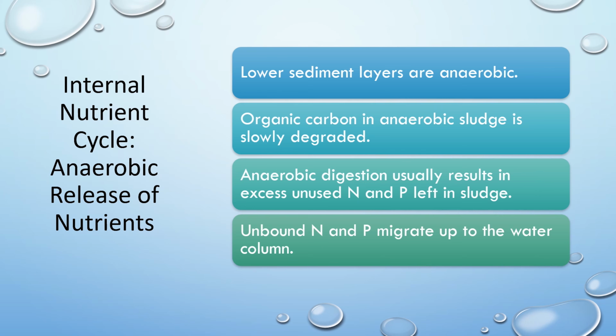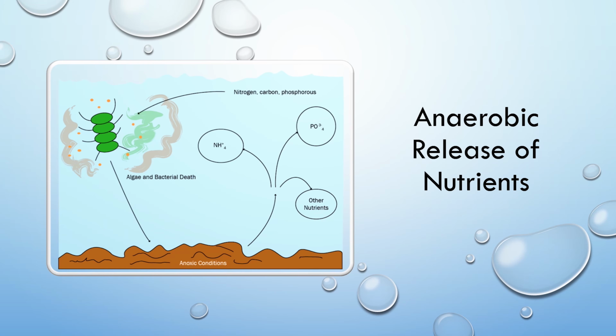Organic carbon in anaerobic sludge is slowly degraded by microbes. And the nutrients in the sludge are often not well balanced for anaerobic digestion. So there is generally an excess of nitrogen and phosphorus compared to the amount of carbon that's being used. This leaves free nitrogen and phosphorus that migrate up through the interstitial water into the water column. The excess nitrogen and phosphorus, generally in the form of ammonium and phosphate, are released from that anaerobic or sometimes just anoxic sludge, and they travel upwards into the water column.